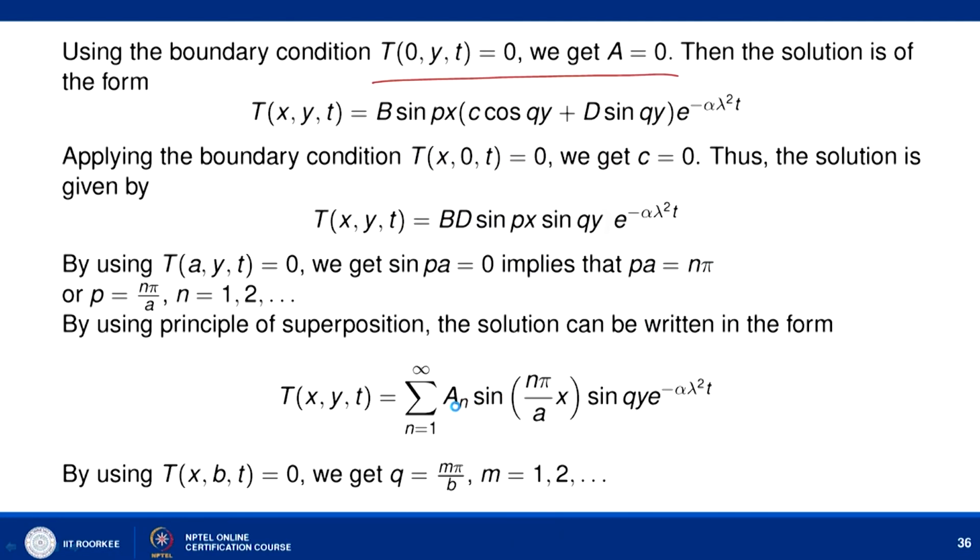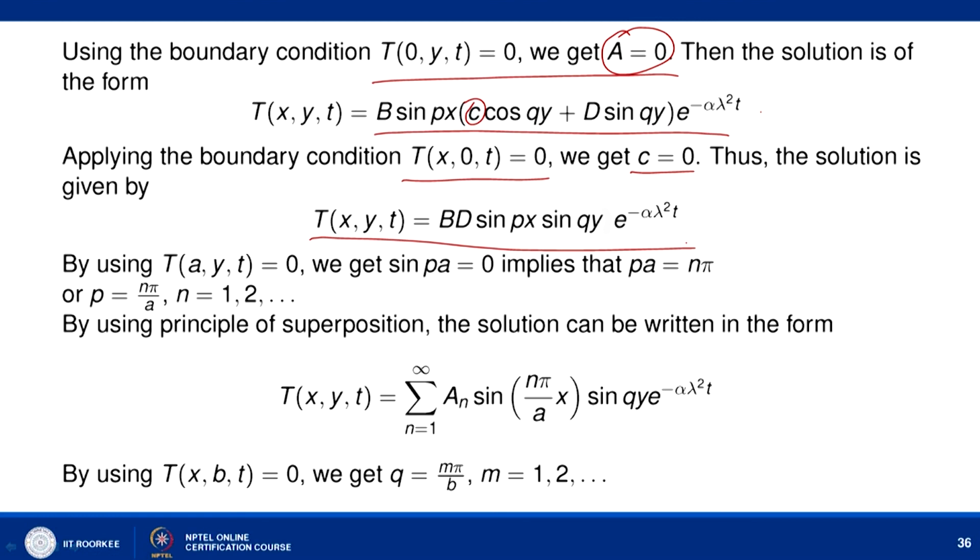So, here when you take T(0, y, t) equal to 0 we get a equal to 0. Then our solution is reduced to T(x, y, t) equal to b sin px (c cos qy plus d sin qy) e to power minus alpha lambda square t. Similarly, now look at the condition corresponding to y equal to 0, that is T(x, 0, t) equal to 0, and we get c equal to 0. So, this part is also gone. Now our solution is reduced to T(x, y, t) equal to b d sin px sin qy into e to power minus alpha lambda square t.